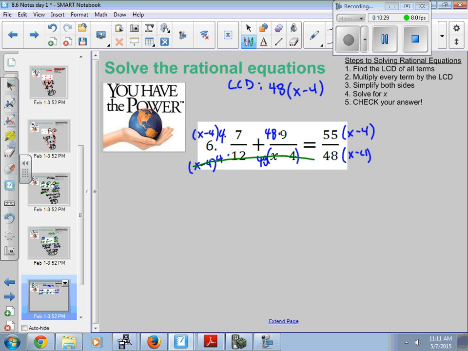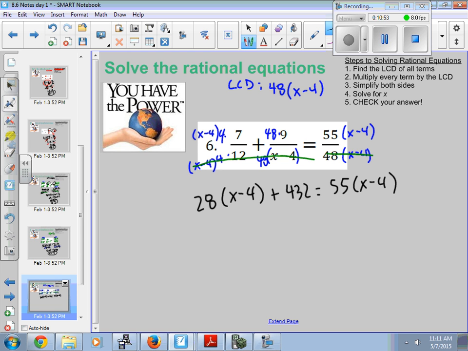Our denominators should end up canceling out once we make them the same. So what is that top going to give us? Well, 4 times 7 is 28. We got a plus here. 48 times 9 is going to give us 432. And then we got some distributing over there to do.